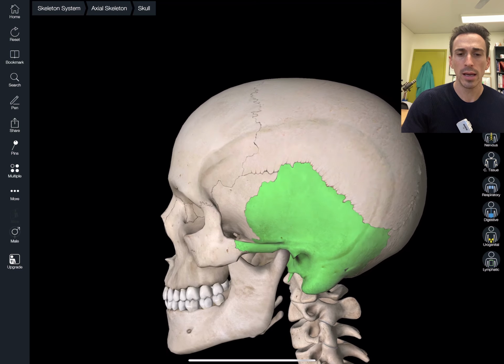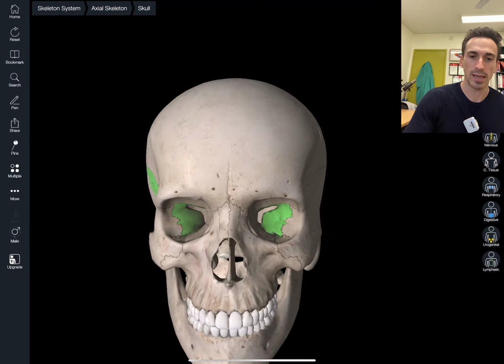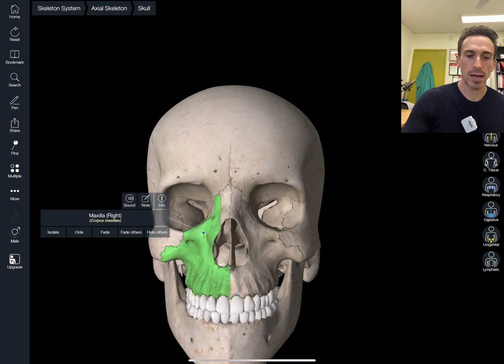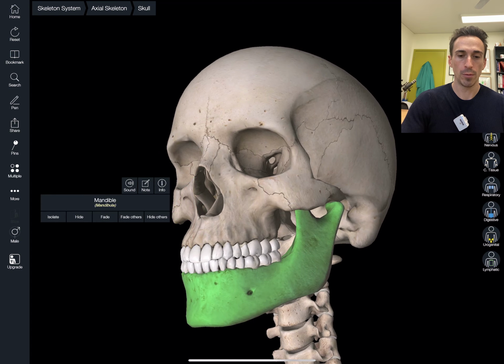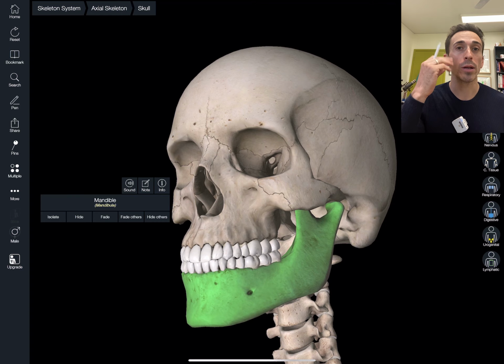Now some other important bones of the skull, that's called the sphenoid bone, which we can see here. And then we've got the top of the jaw called the maxilla. So you've got the left maxilla and the right maxilla. So the very top of the jaw here, what we call the immovable part of the jaw. Then we've got the movable part of the jaw here, which we call the mandible. And the mandible obviously can open and close due to certain muscles.